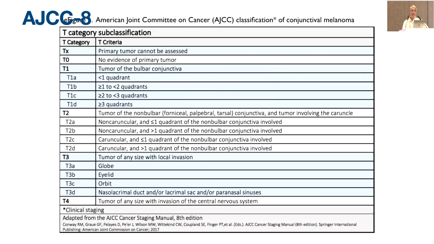So when we see a melanoma like this, it's better to document it properly, and one of the ways is to go by the AJCC 8th edition classification, in which T1 is the tumor of the bulbar conjunctiva, T2 is tumors of the non-bulbar conjunctiva and tumors involving the caruncle, T3 is any local invasion like into the globe, eyelids or orbit, and T4 is tumor of any size within CNS and beyond. And as the grade grows, so does the mortality and prognosis worsens.